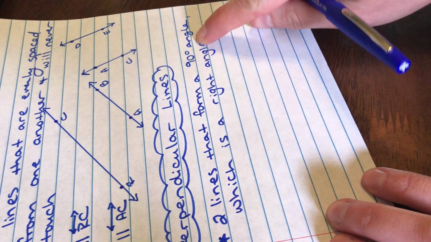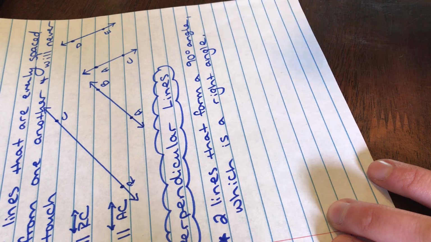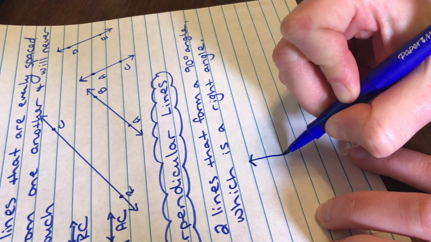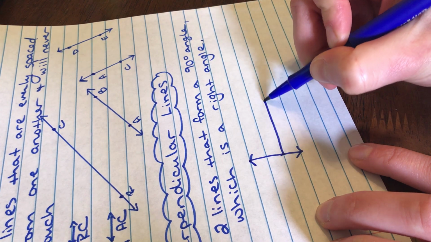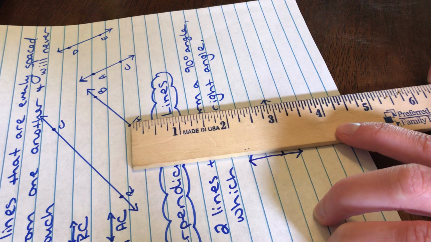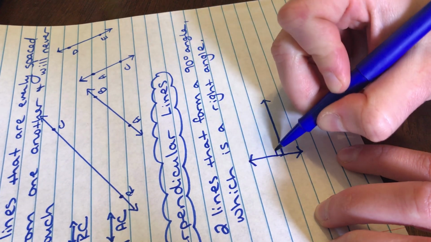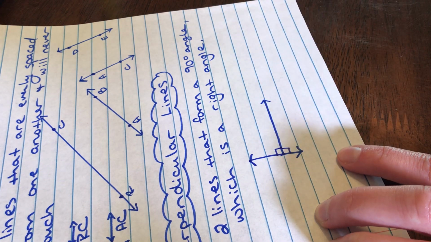Now let's take a peek at perpendicular lines. Perpendicular lines are two lines that form a 90-degree angle, which is a right angle. Oh, let's get that period in there. So for that, I have my first line. And then over here, you can see that's nice and perfect. And then I'm using the blue line, which is fantastic. And it forms a 90-degree angle here and a 90-degree angle here.